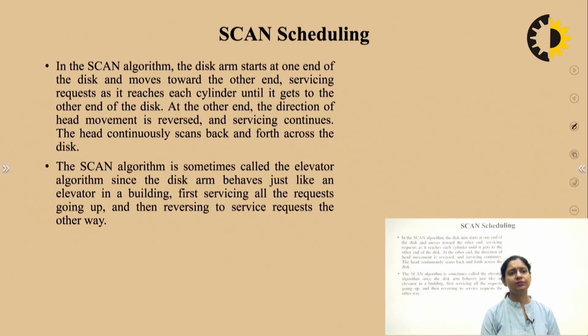The disk arm starts at one end of the disk, moves towards the other end, that could be either towards the left or towards the right, servicing the request as it reaches each cylinder until it gets to the other end of the disk. At the end, the direction of the head movement is reversed. It again starts servicing and the head continuously scans back and forth across the disk.